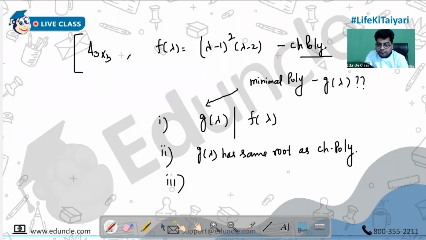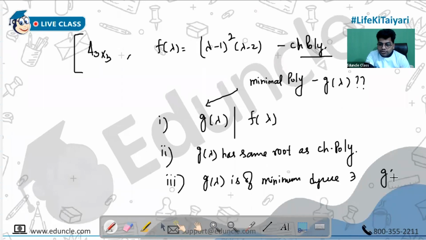It is not the case that while finding the minimal polynomial, you say, sir, I will take a minimal polynomial which does not have the root lambda equal to 2. This is not possible. Number 3, g lambda is of minimum degree such that g of A equals 0. So we have these conditions.